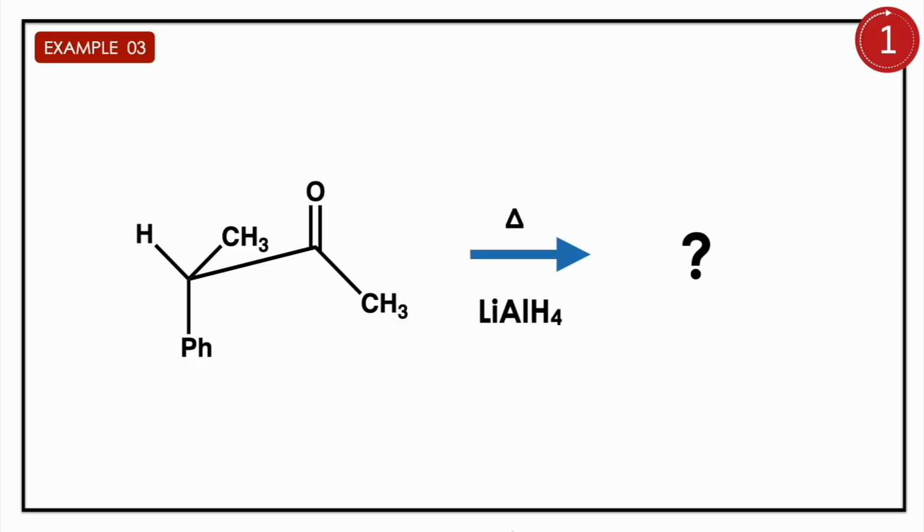Then the next example. Here a Sawhorse projection is given. Ketone is there. One side methyl group. Another side you have a secondary carbon with methyl and phenyl. Methyl towards you, hydrogen behind you. You are heating it up. Lithium aluminum hydride you are using. You should find what will be the final product.